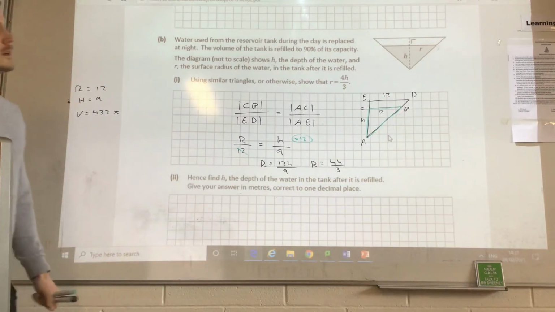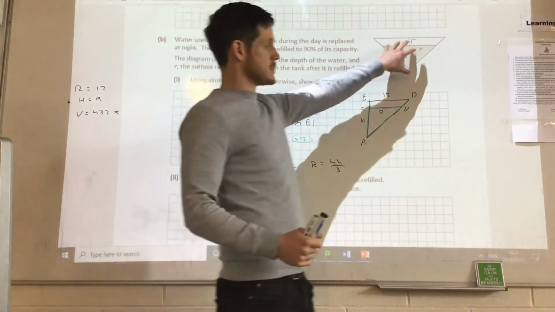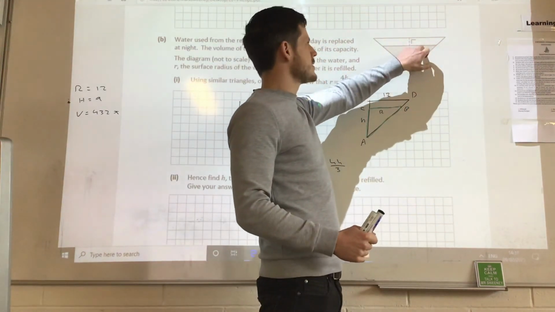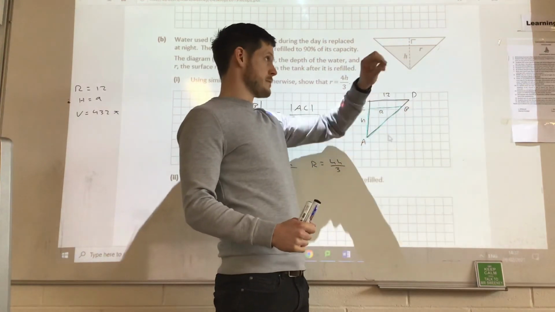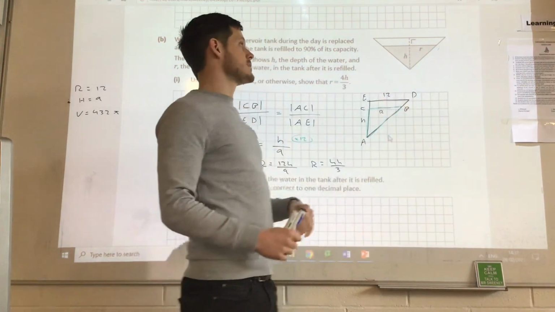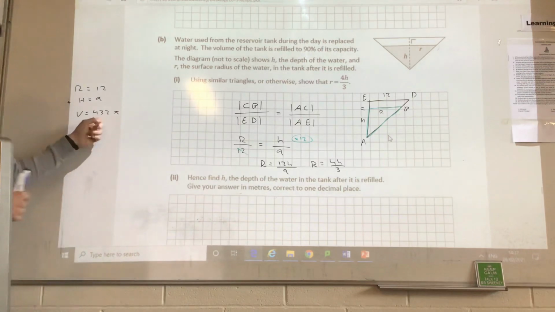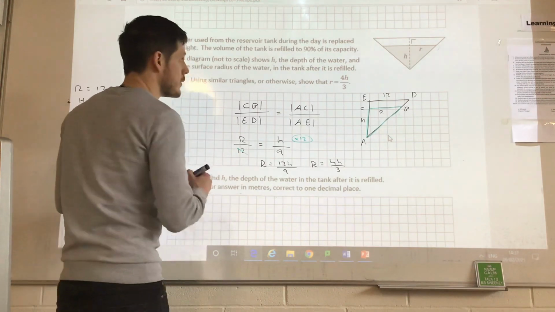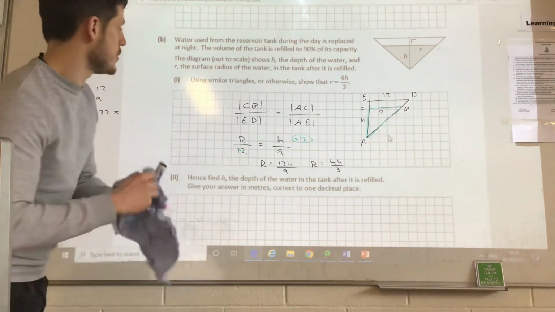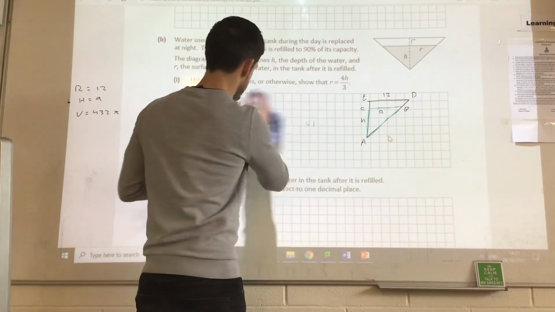I know what the volume of this is when it's full. I now know that it's 90% full. So I know what the volume of it is. I can figure out what the volume is when it's 90% full. I just get 90% of the 432 pi. So let's do that first. So let's find out the volume of the tank. And what I might do is I might just scroll up here. So I'm just going to scroll up.